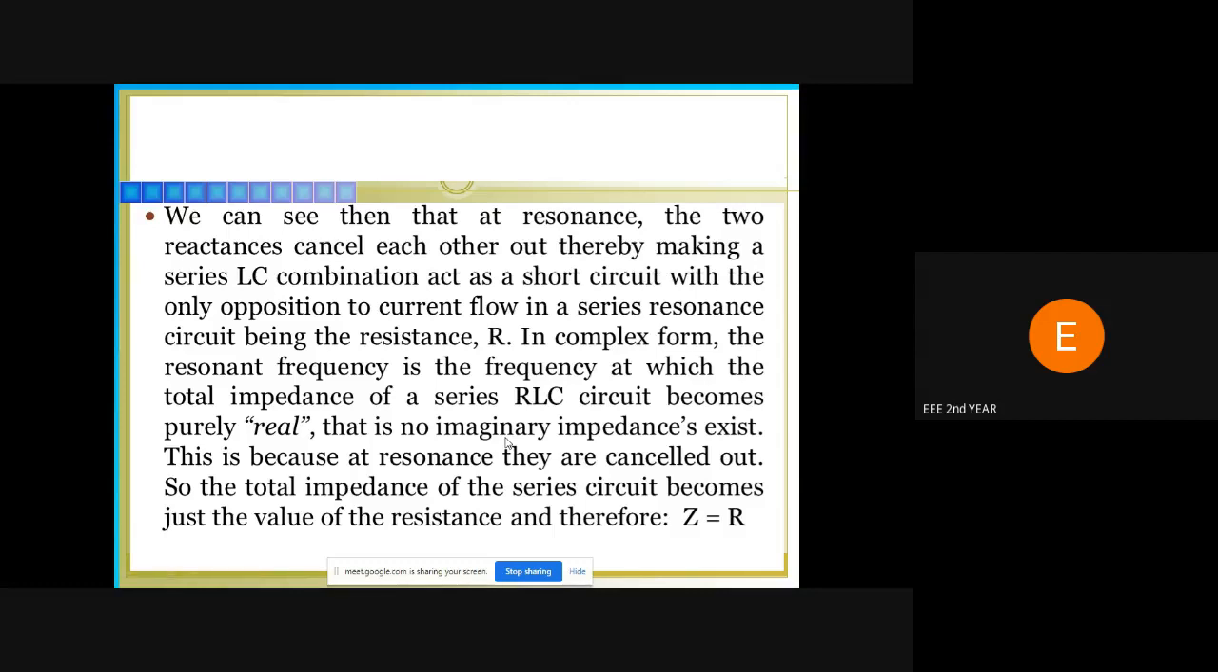So the total impedance of the series circuit becomes just the value of the resistance, and therefore Z equals R.